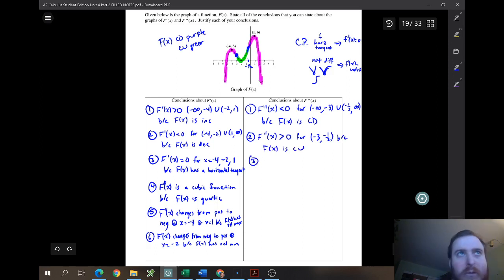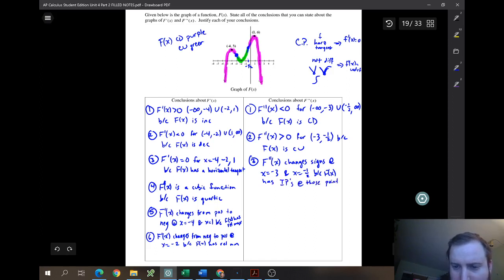And then our third item we can say would be for inflection points. Our inflection point is where it changes concavity. Both of these did change concavity, so those are inflection points. But what does that tell us about f double prime of x? It tells us that it changes signs. So f double prime of x changes signs at x equals negative 3 and x equals negative 1/2 because f of x has inflection points at those points.